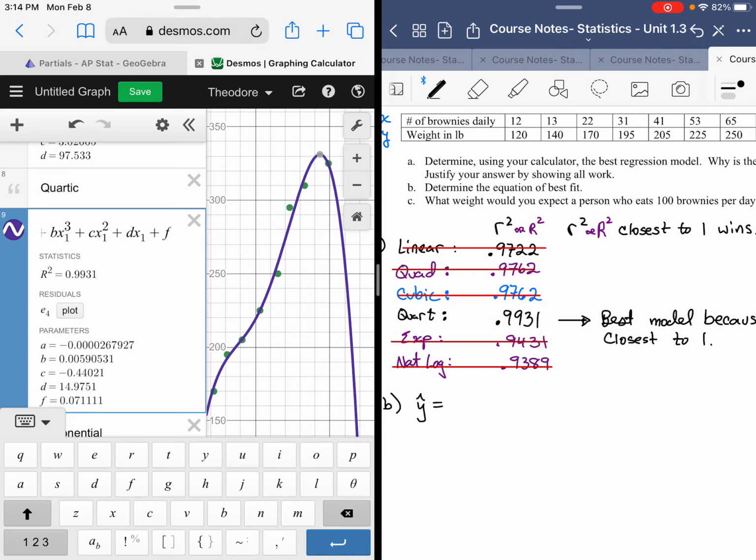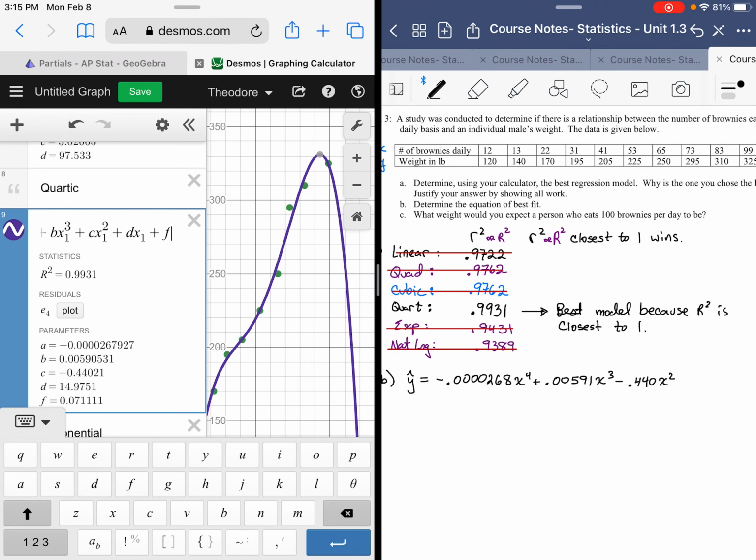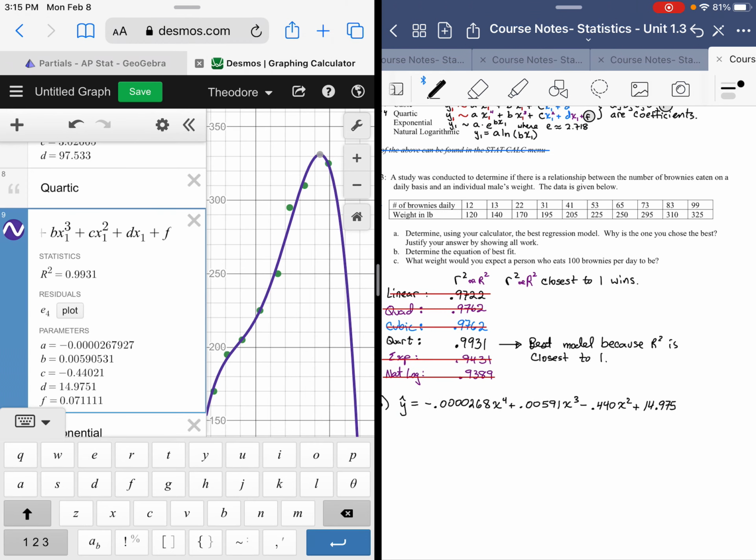All right, so we're looking at, again, it's ax to the fourth, so negative 0.0000 (again, you can go scientific notation if you want, but I don't think it's necessary here) 268 x to the fourth plus 0.00591 x to the third minus 0.440 x squared plus 14.975 plus, just checking my signage here to make sure I didn't botch anything, 0.0711.